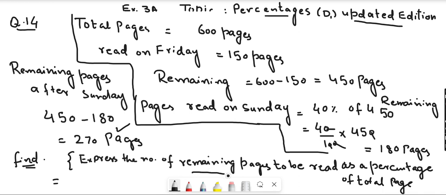So the remaining pages are 270. We have to express it as a percentage of the total pages. We'll multiply it with 100 and you'll come up with 45%. So 45% of the pages remain to be read yet.